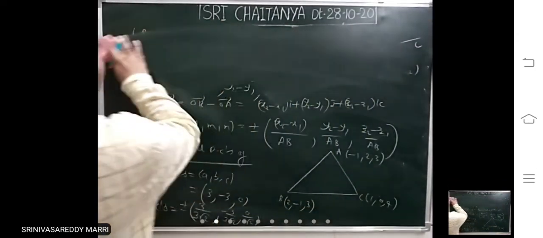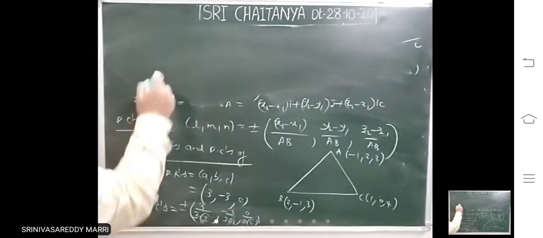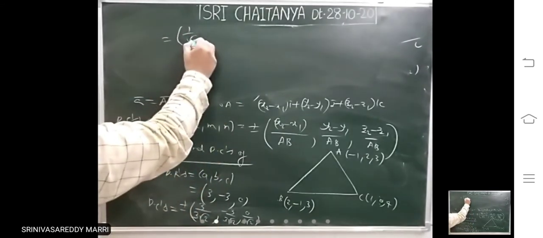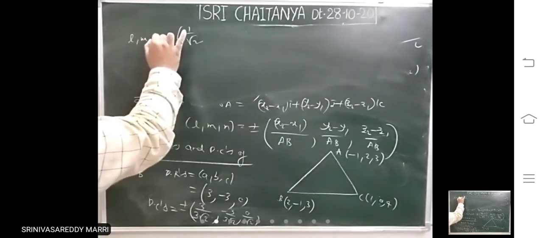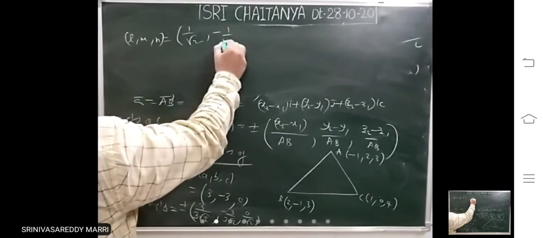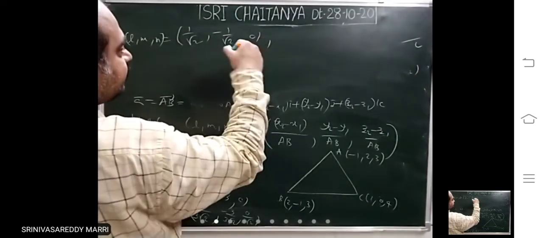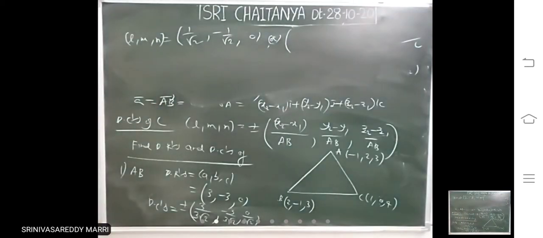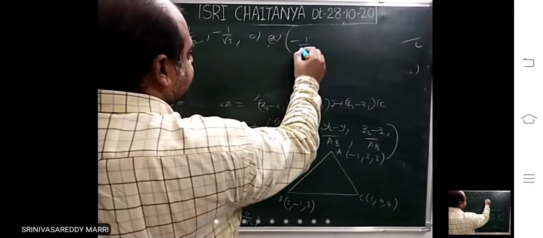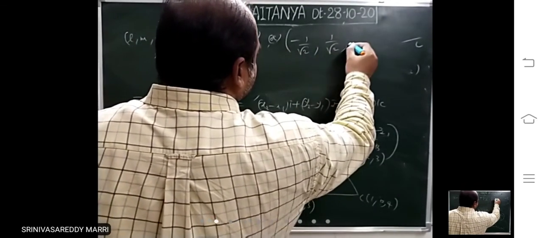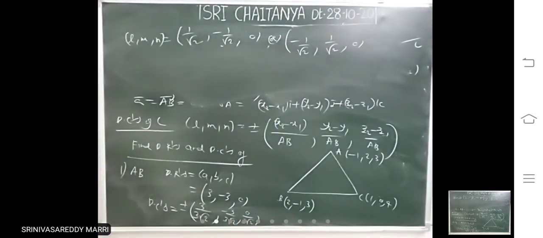After calculating DRs, it is easy to calculate DCs. That means l, m, n are 1 by root 2, minus 1 by root 2, 0 if plus is taken, or if minus is taken, multiply inside, so minus 1 by root 2, 1 by root 2, 0. He can give this answer, or this answer. These are the DCs.